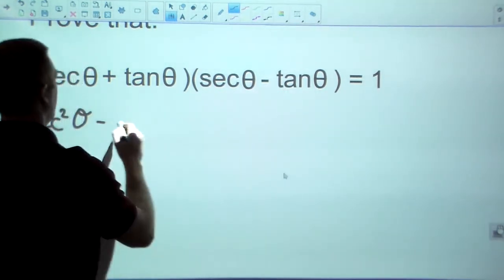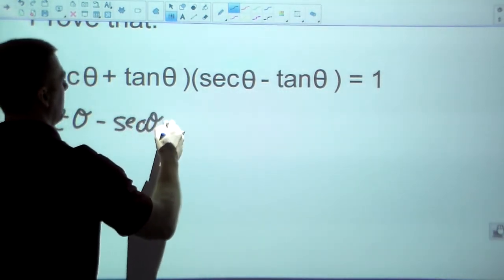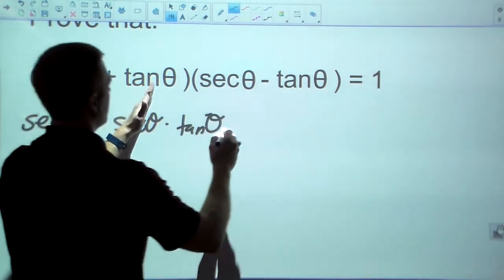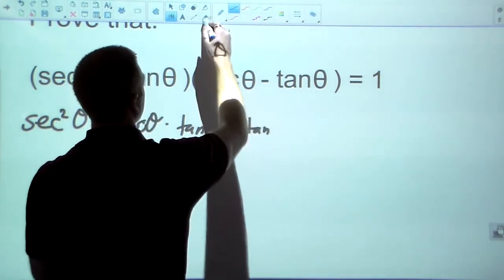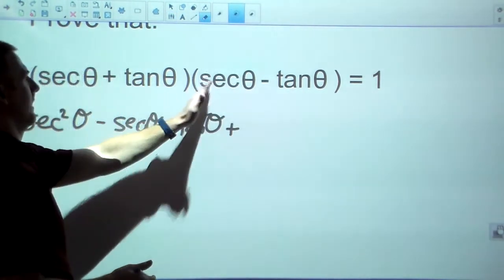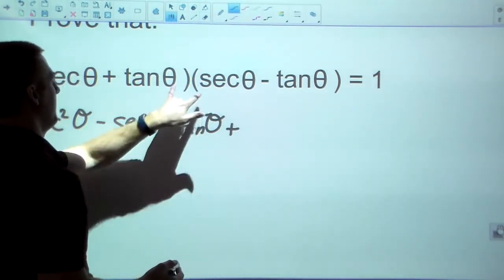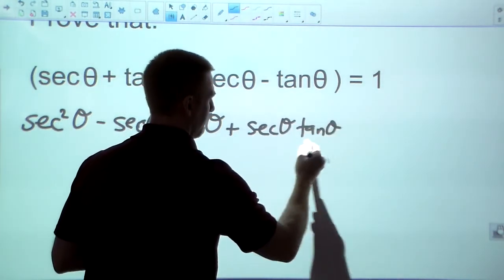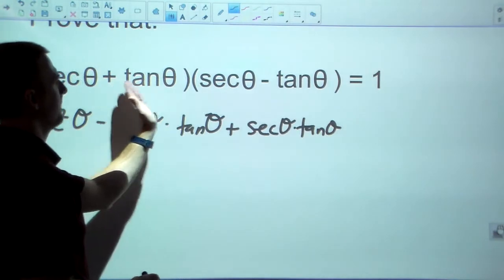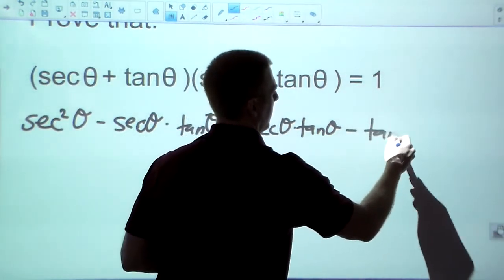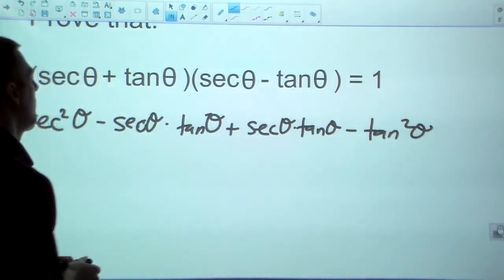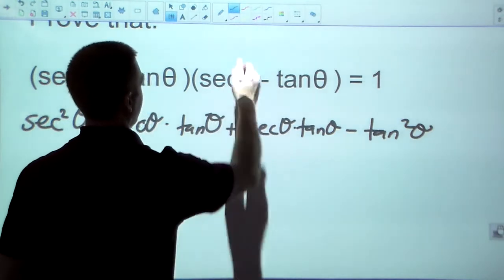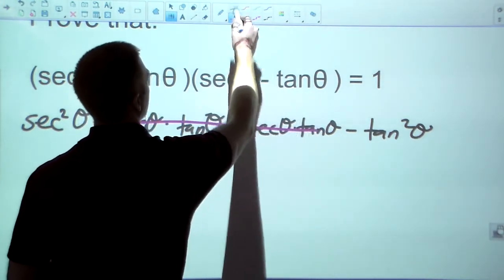So the outside terms, secant theta times tangent theta, it is negative. Inside terms are going to be tangent theta times secant theta. It is positive, but I'm going to put secant first just so it looks the same. You don't want to confuse yourself because you wrote it differently the second time. And then finally, tangent times tangent, and that's going to be negative, so tangent squared theta. So in the middle, we've got a negative secant tangent plus a positive secant tangent. So those add to 0, they're gone.